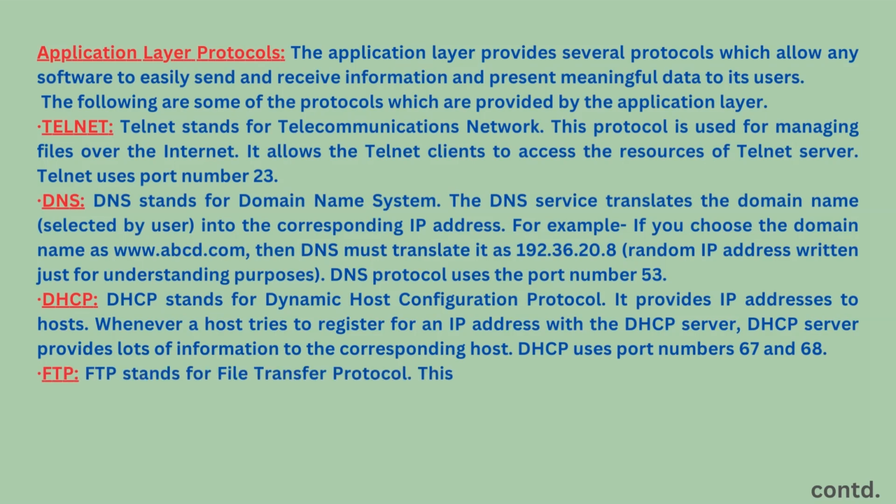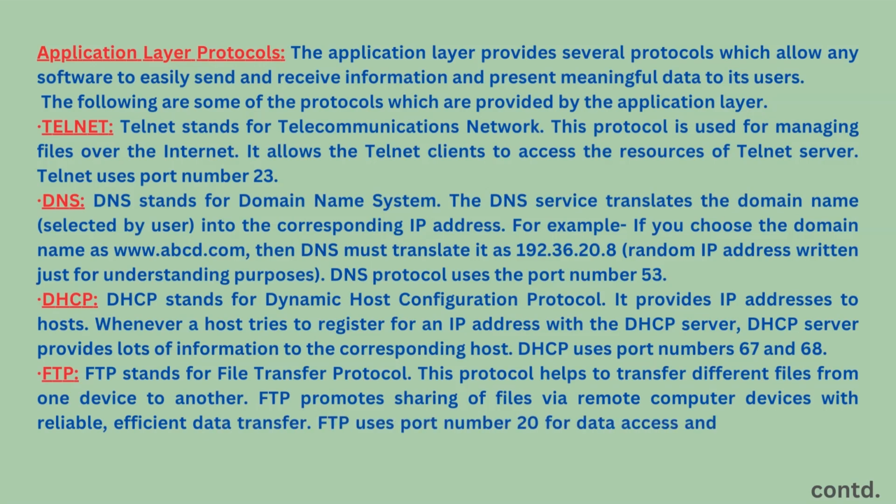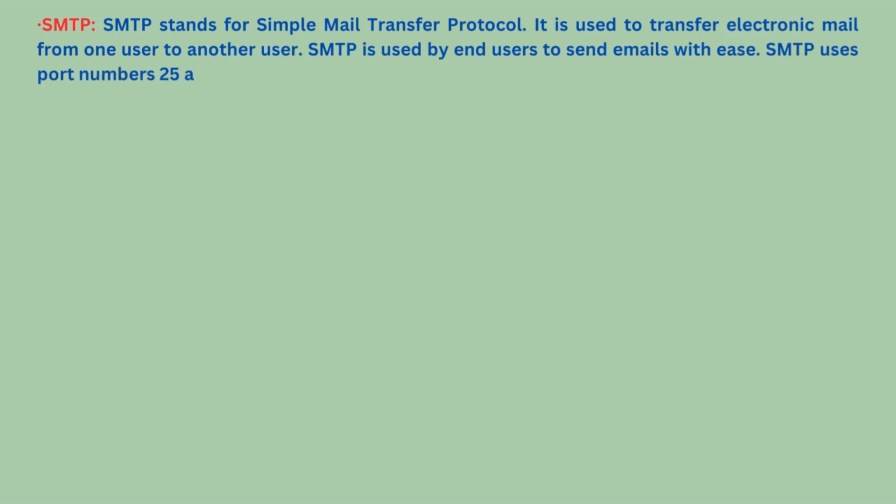FTP. FTP stands for File Transfer Protocol. This protocol helps to transfer different files from one device to another. FTP promotes sharing of files via remote computer devices with reliable, efficient data transfer. FTP uses port number 20 for data access and port number 21 for data control. SMTP. SMTP stands for Simple Mail Transfer Protocol. It is used to transfer electronic mail from one user to another user. SMTP is used by end users to send emails with ease. SMTP uses port numbers 25 and 587.